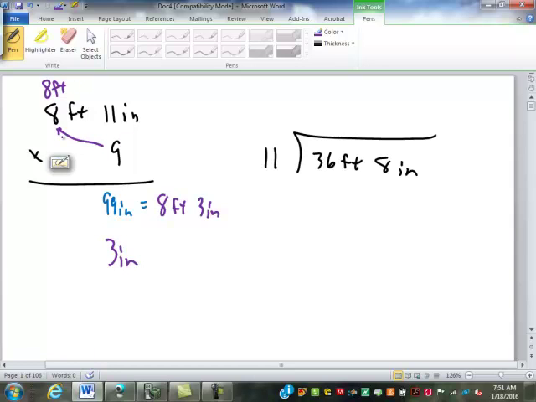9 times 8? 72. Plus 8 is 80. So 80 feet, 3 inches.